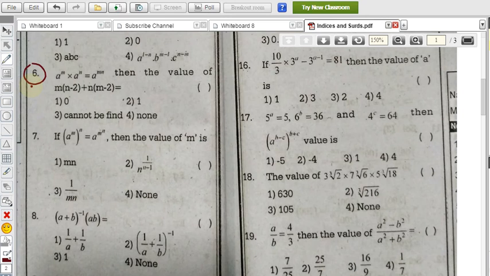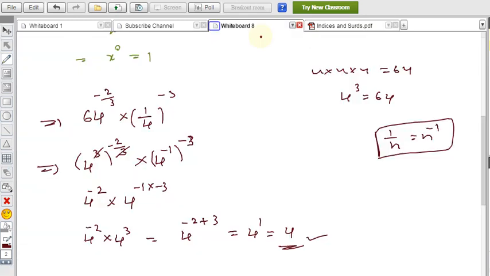A to the power m plus n. N minus 2. Yeah, that's all this. This is actually n minus 2 only, not n power minus 2. I'll explain the sixth question.